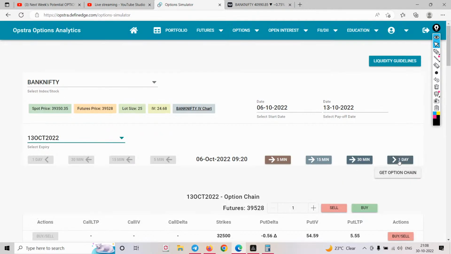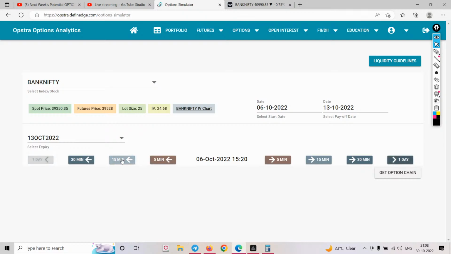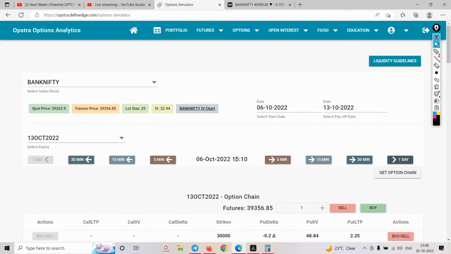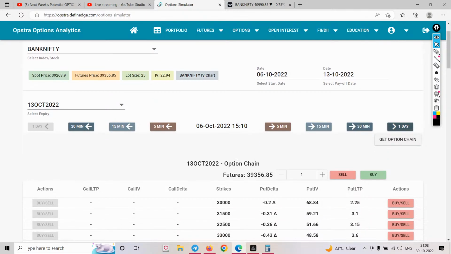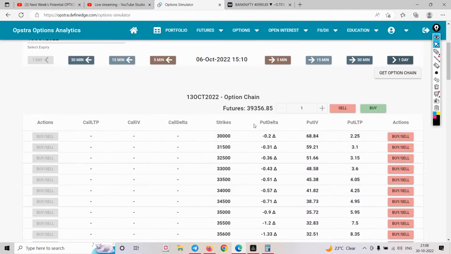Okay, let me show you one example. 9:30 we will go to 3:20, 3:10 or 3 p.m. It's not a ground rule exactly that you need to deploy at 3:10. Between 3 and 3:20 you can deploy the trade. So what shall we do? We'll go for call butterfly. Sorry, not call butterfly. Let's go for call debit spread.